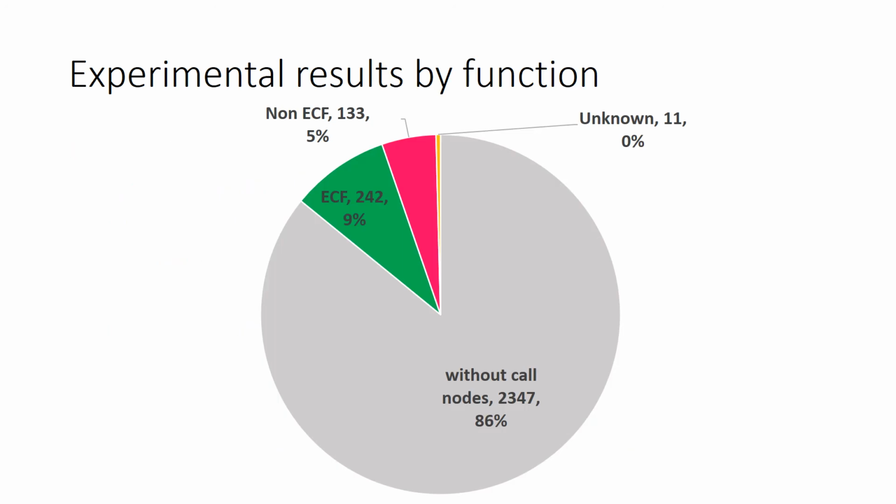We applied the implementation on top contracts from Ethereum and analyzed them. A contract is ECF if all its functions are ECF. These are the results by function. We see that most functions do not contain even a single call node and are therefore trivially ECF. Out of the functions that do contain call nodes, most were proven ECF. But for 133 functions, we could not prove ECF, and I will briefly explain the reasons.